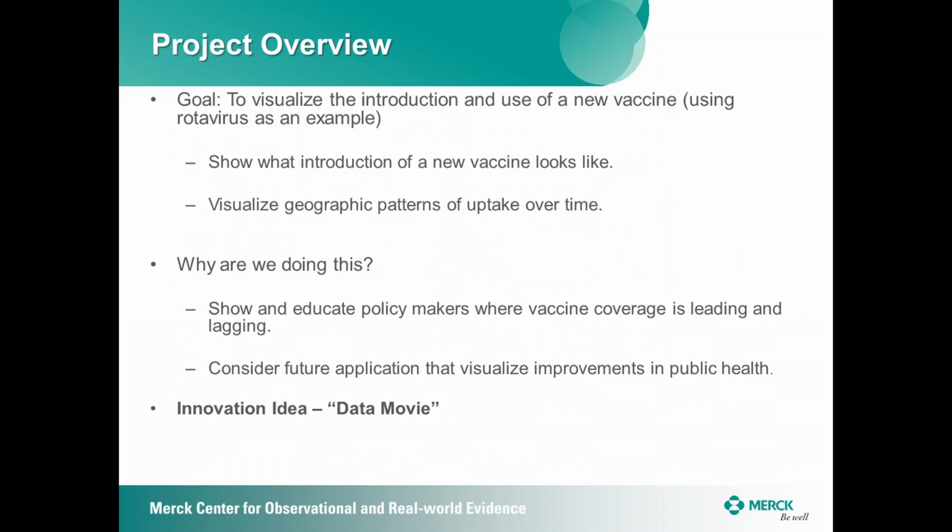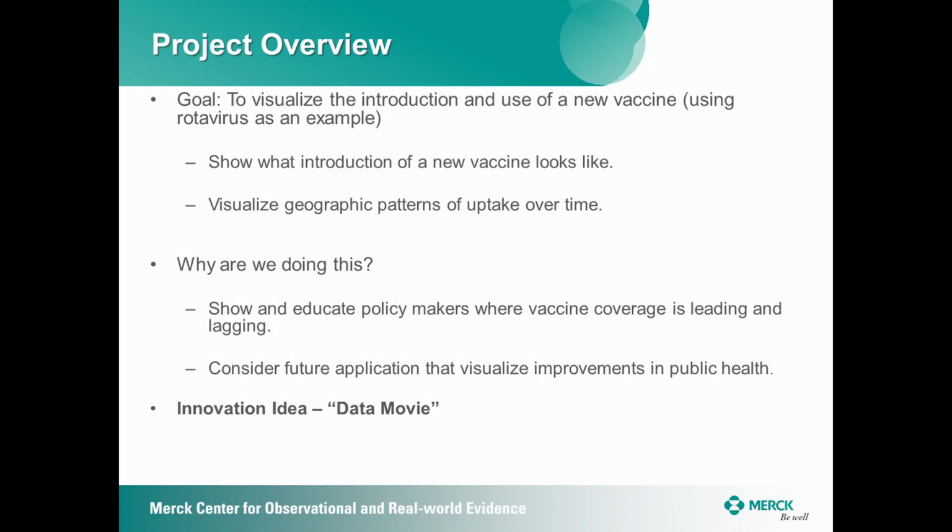So we wanted to visualize this using new approaches to see what the introduction of a vaccine looks like, to visualize patterns over time. The reason we're doing this is because we wanted to show and educate policymakers about where vaccine coverage is leading and lagging. But more importantly, talking about the story, this is chapter 1. The later chapters will talk about vaccine impact. We're not there yet. We've done lots of studies on that, and we have the data, but we haven't visualized that data yet. That's what we're starting to think about.